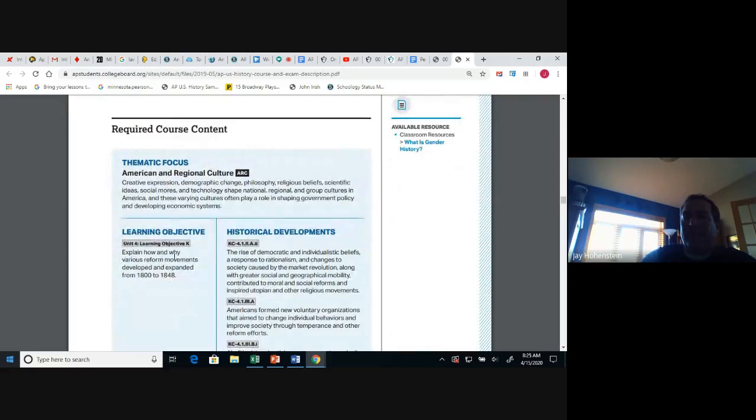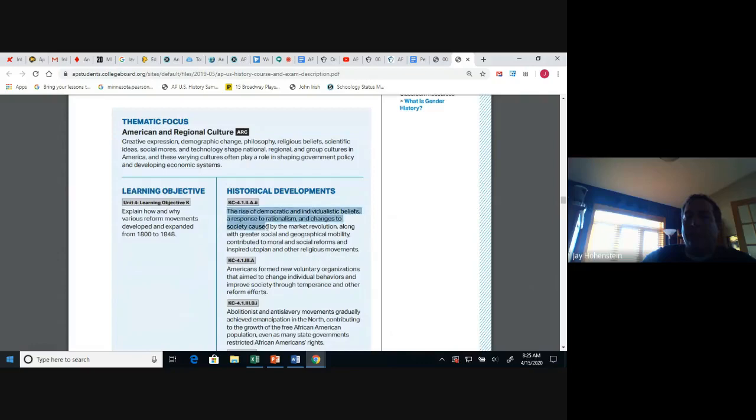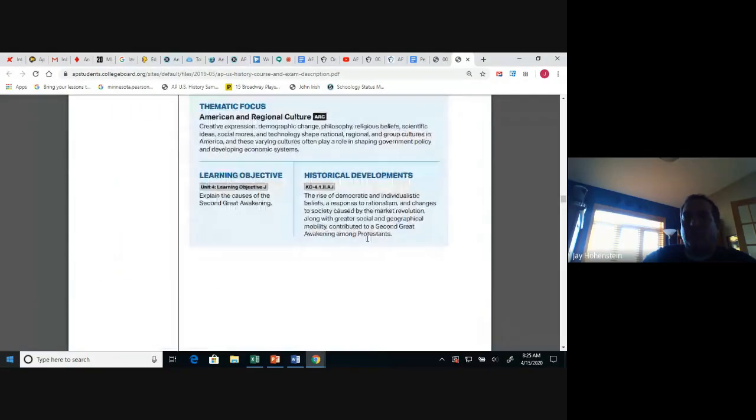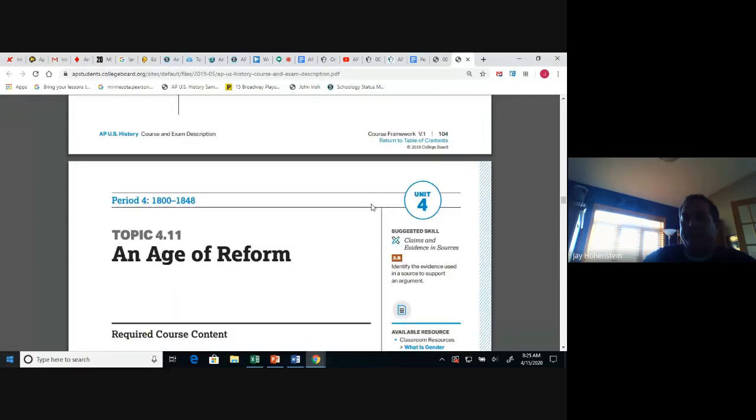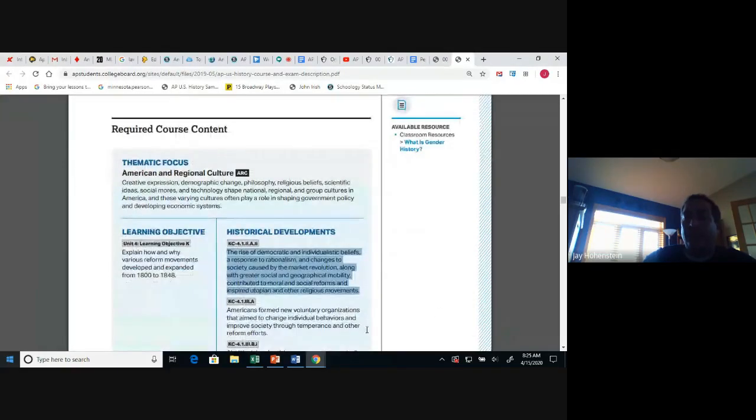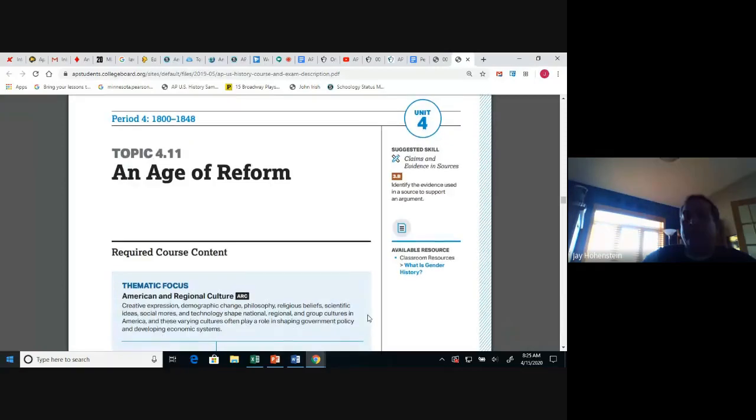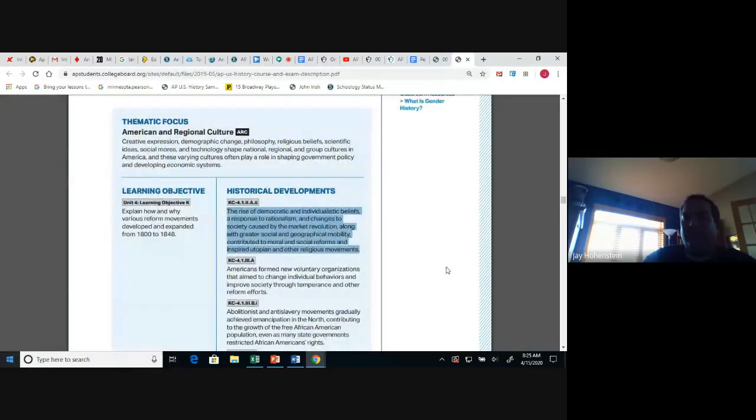And it says here, explain how and why reform movements developed. Part of the reform movement is going to be coming from this concept that you see here, that is almost identical to what you saw going on right here. There's a religious component to the age of reform that we have during this time period. There's a feeling that if you are truly religious, you should be working on reform.